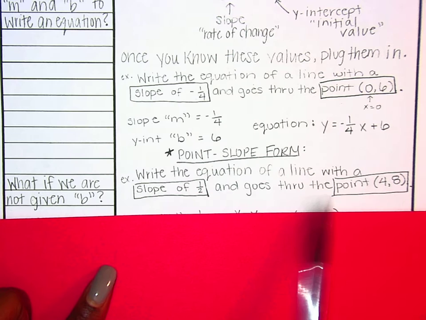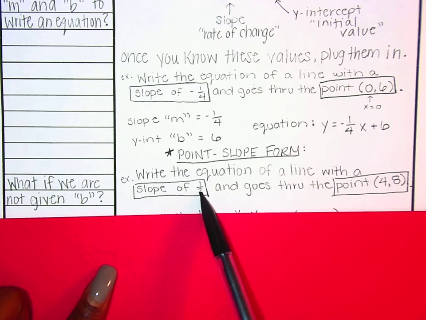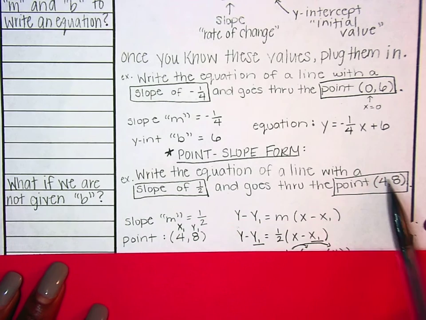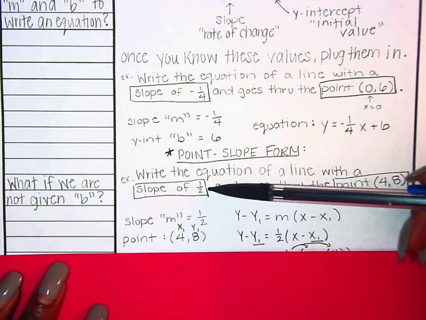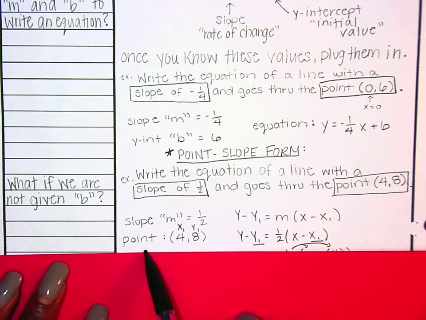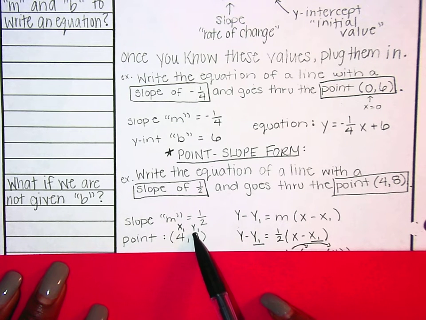It says write the equation of a line with a slope of 1/2. So we're still given a slope. This time it says and goes through the point (4, 8). Now in the previous example, we noticed that that point was our y-intercept because x was 0. Here we don't know what our y-intercept is. So we're going to have to take a little different route to find what our equation is. So the same thing I did last problem, I'm going to write down what I know. They told me that my slope is 1/2, so my slope, which is m, is 1/2. They also gave me a point, (4, 8). So I'm going to use that point and I'm going to label x and y.